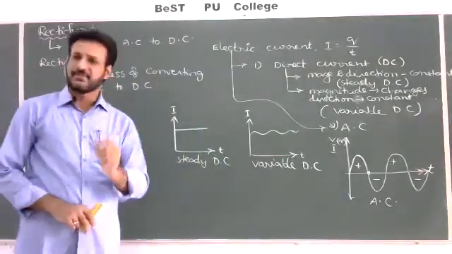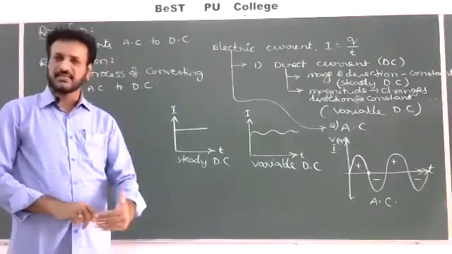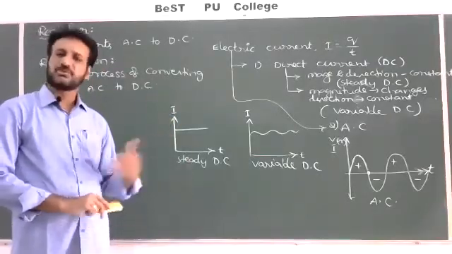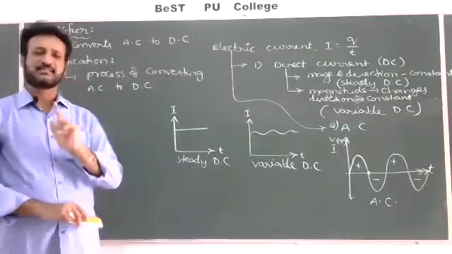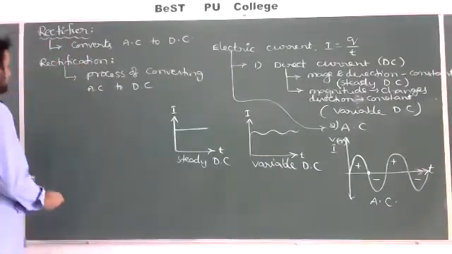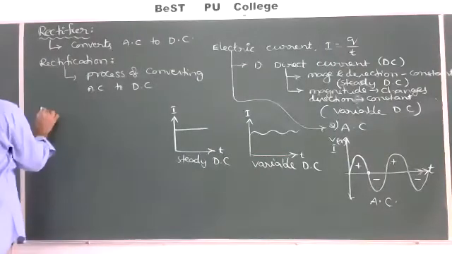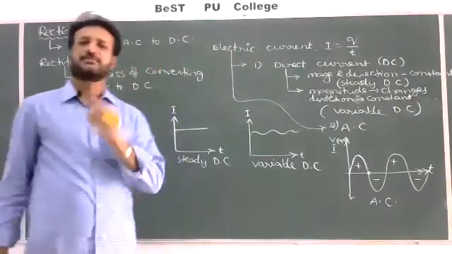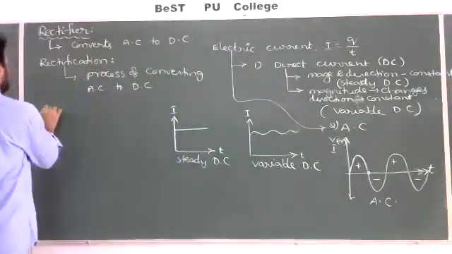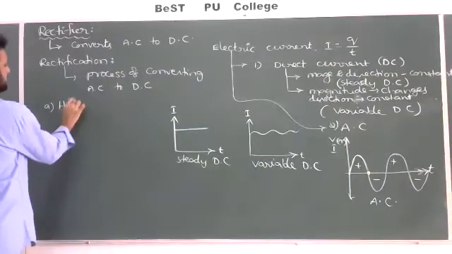But an electronic device which converts alternating current into a direct current is called a rectifier. Process means rectification, device means rectifier. But here, depending upon the number of diodes we are using in the circuit, there are two types of rectifiers. One is called half wave rectifier.